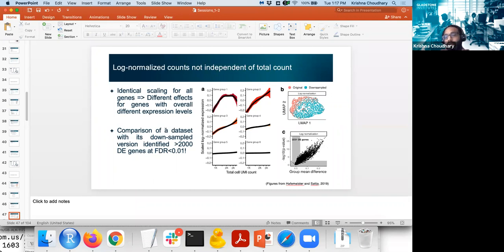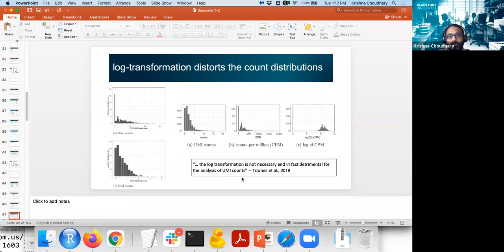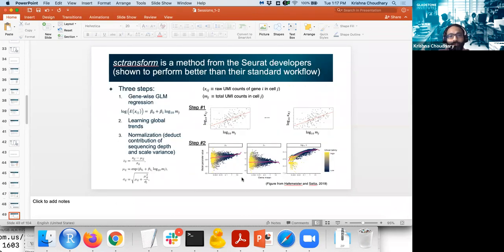For example, these authors compared a data set with its own downsampled version, and they found that they still had greater than 2000 DE genes after log normalization. So that means that log normalization cannot account for the variation in total number of UMIs per cell, or it does not account for it.